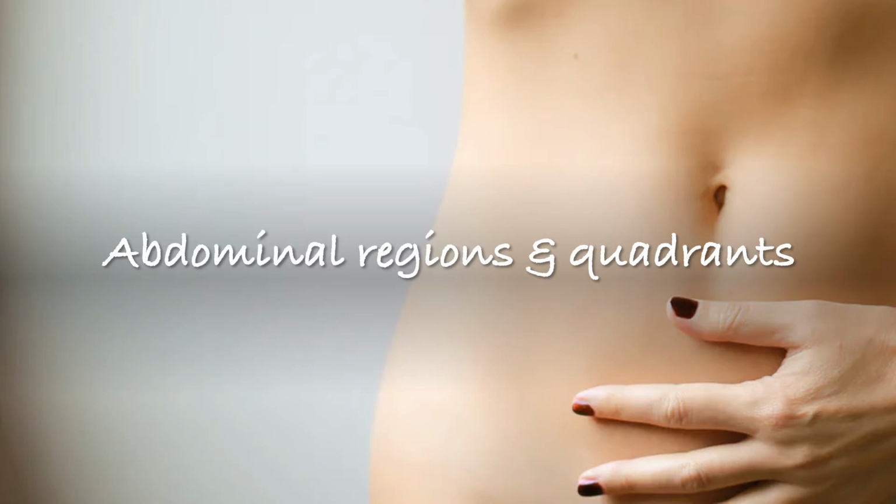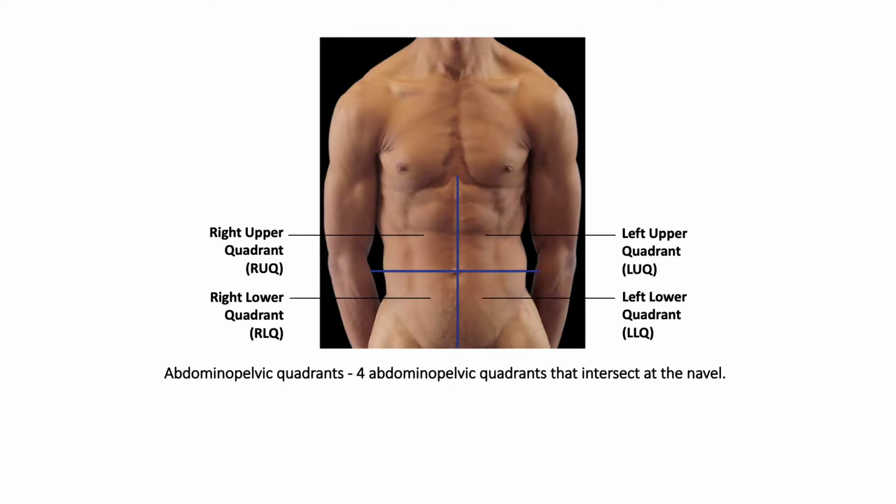So there are two categories of this. There's going to be the quadrants, and then the other part would be the regions, or some might like to call that the segments. When we're talking about the quadrants, think of four. When you see a line dividing the abdomen and the pelvic area into four sections, then you know that we're going to be talking about the abdominal pelvic quadrants.